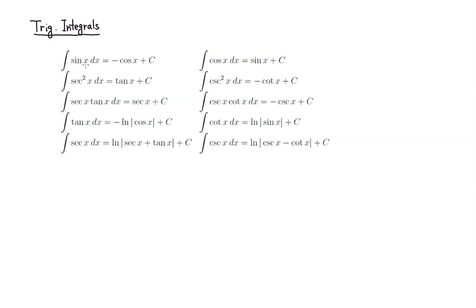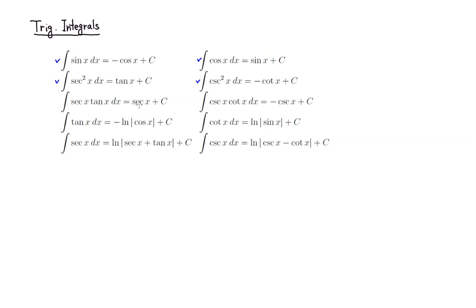So the integral of sine of x is negative cosine. The derivative of sine is cosine, so if you take the antiderivative of cosine of x, you get sine of x. This is just a reversal, and this is also a reversal. Here, the derivative of tangent is secant squared. The derivative of cotangent is negative cosecant squared, so with the negative sign, the integral is positive cosecant squared. Those are just a reversal of the derivatives.